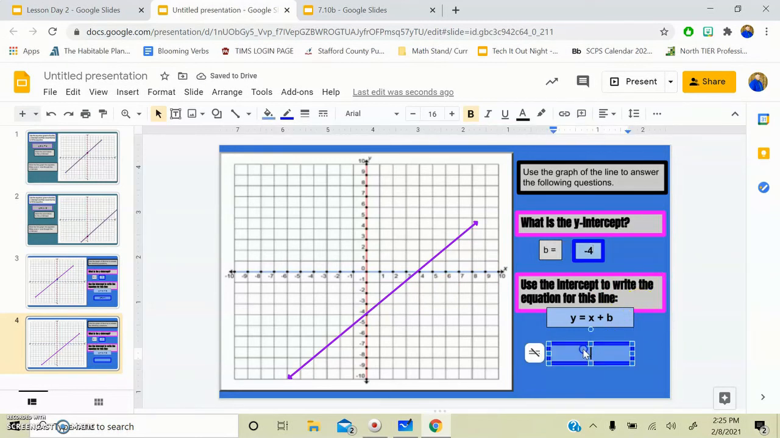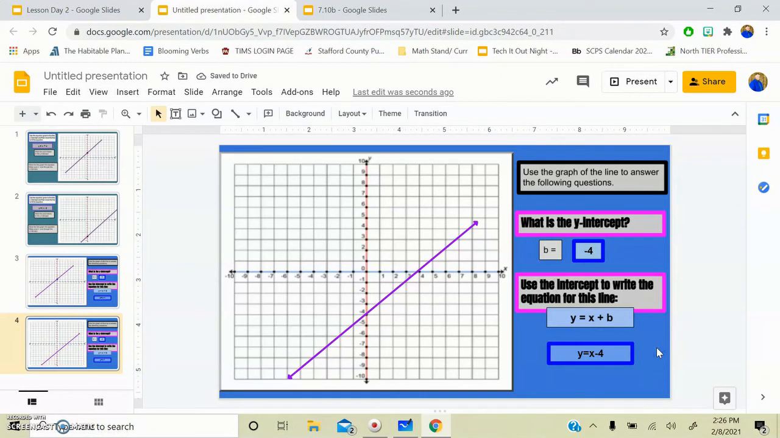And I'm going to then write my equation. Since it's a negative, it's going to say x minus 4. So I'm going to write y equals x minus 4 as my equation. Because it's a negative, it's going to say negative or minus 4 as opposed to the positive numbers, which would have plus 4.